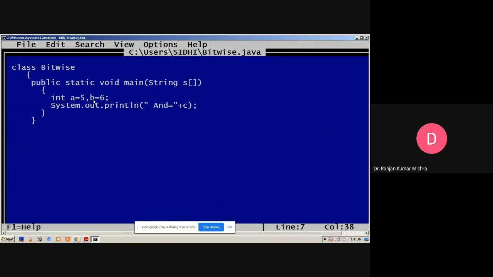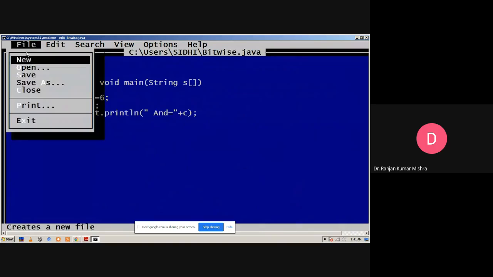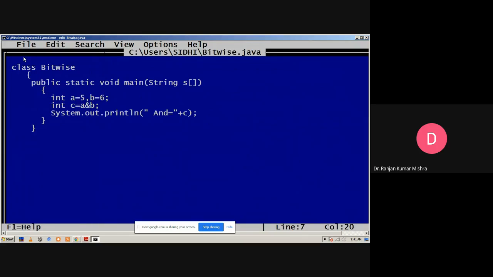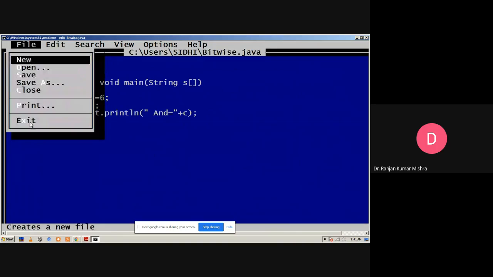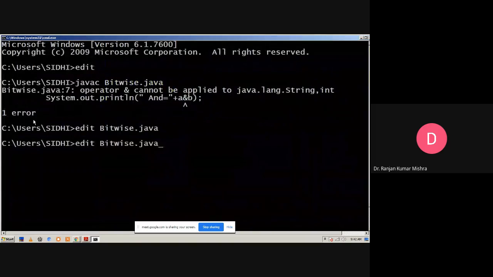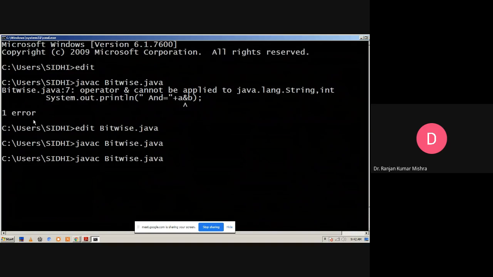Suppose here we write C. Here we can write int C equal to A and B. Now we see file save. Javac. Now here we run Bitwise. The value is 4.